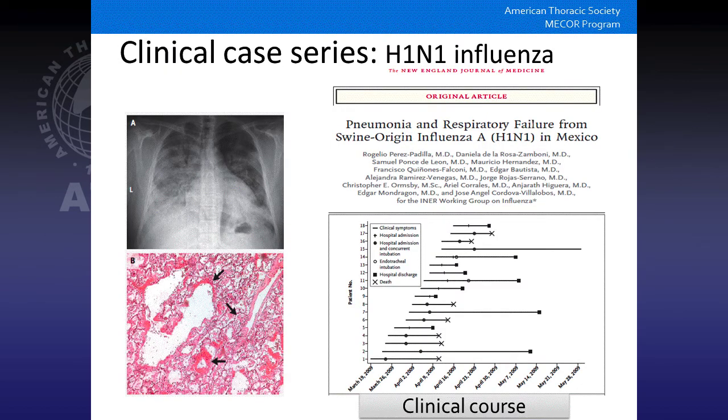So here is an excellent example of a very important descriptive case series. This was published by one of our MECOR colleagues, Dr. Rogelio Perez Padilla from Mexico, and it dealt with the pneumonia and respiratory epidemic from swine origin influenza A in Mexico. The study basically is a collection of 18 patients that were treated in Mexico for this condition.